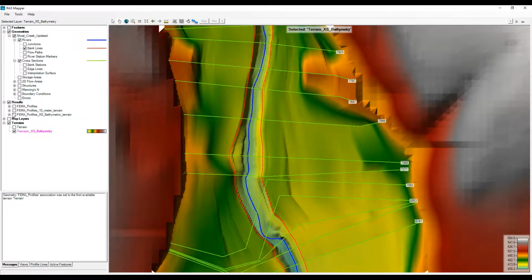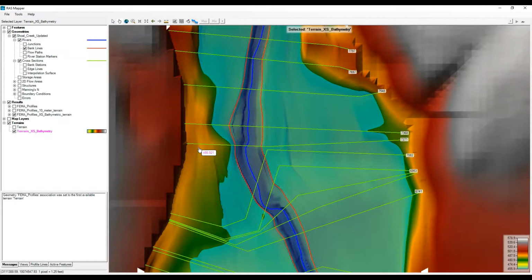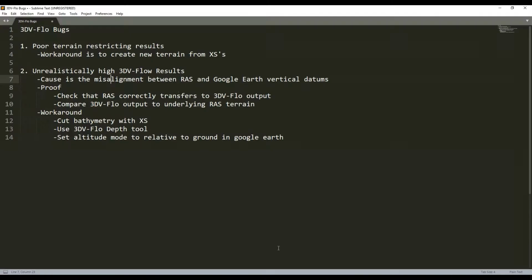And when we plot the results, we see that it looks quite a bit more reasonable and in line with the original model results. So that does it for the first bug. We discussed how to create a new terrain from the cross-sections in order to make the results more reasonable. The second bug has to do with unrealistically high 3D vFlow results.